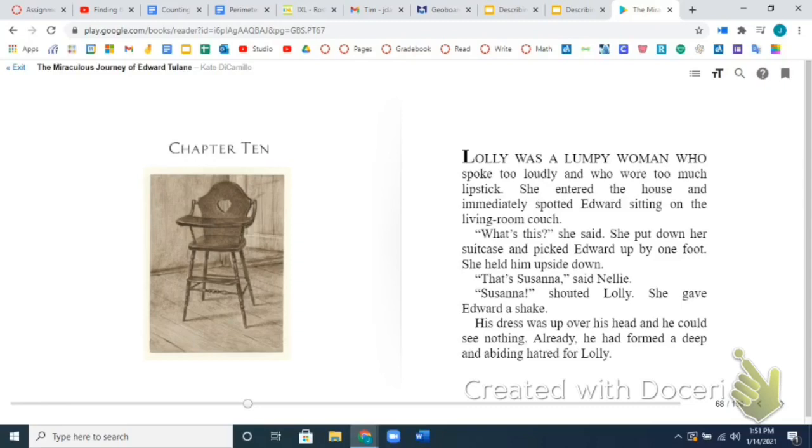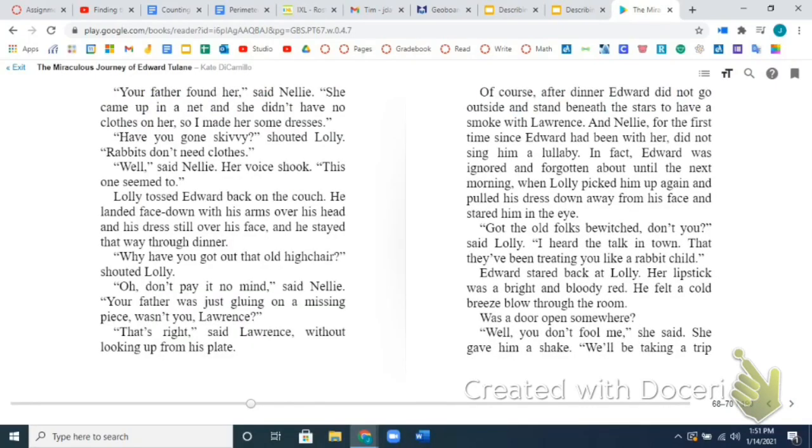She entered the house and immediately spotted Edward sitting on the living room couch. "What's this?" she said. She put down her suitcase and picked Edward up by one foot. She held him upside down. "That's Susanna," said Nellie. "Susanna!" shouted Lolly. She gave Edward a shake. His dress was up over his head and he could see nothing. Already he had formed a deep and abiding hatred for Lolly. "Your father found her," said Nellie. "She came up from Annette and he didn't have no clothes on her, so I made her some dresses." "Have you gone skivvy?" shouted Lolly. "Rabbits don't need clothes." "Well," said Nellie. Her voice shook. "This one seemed to."